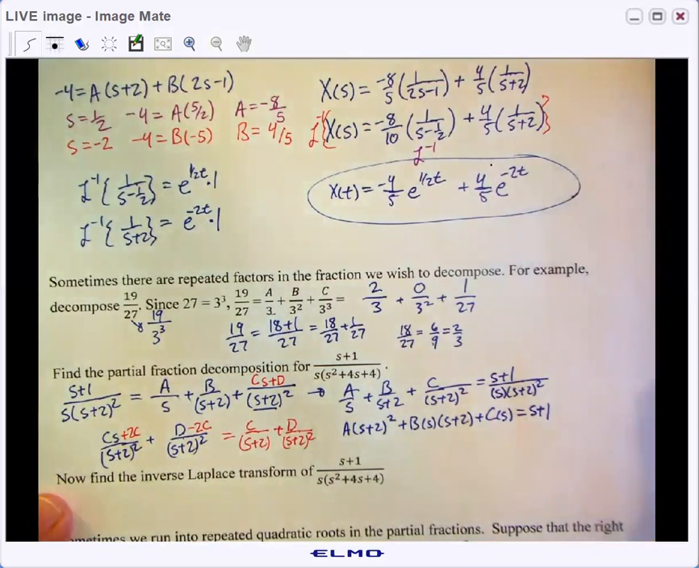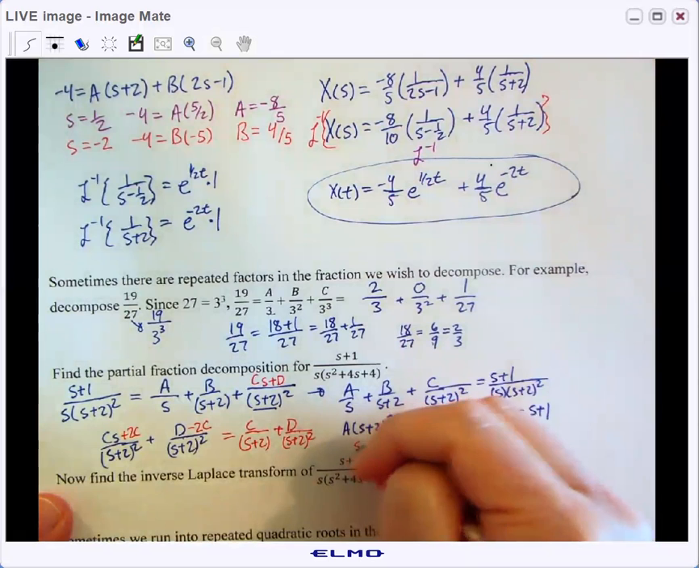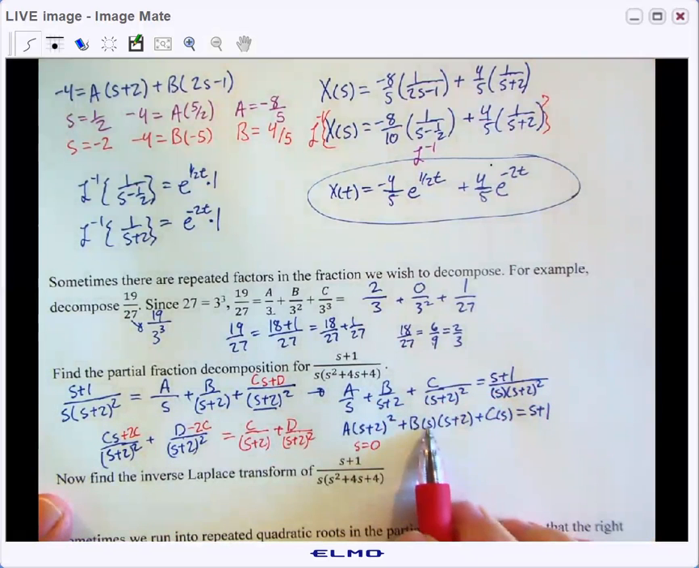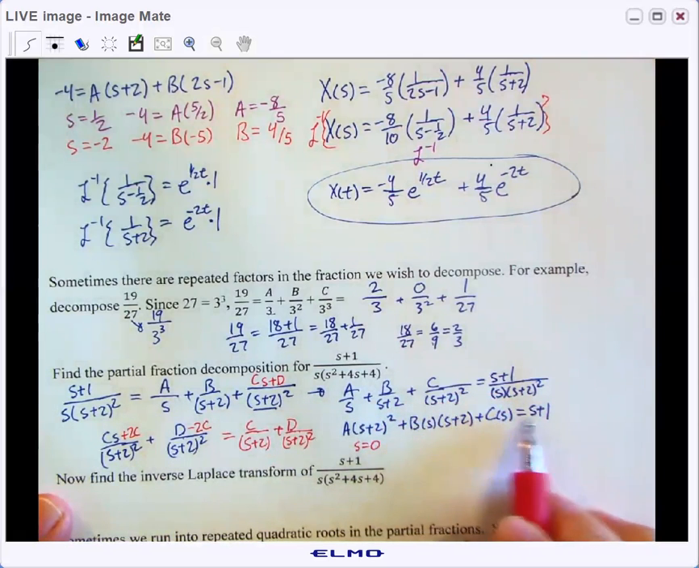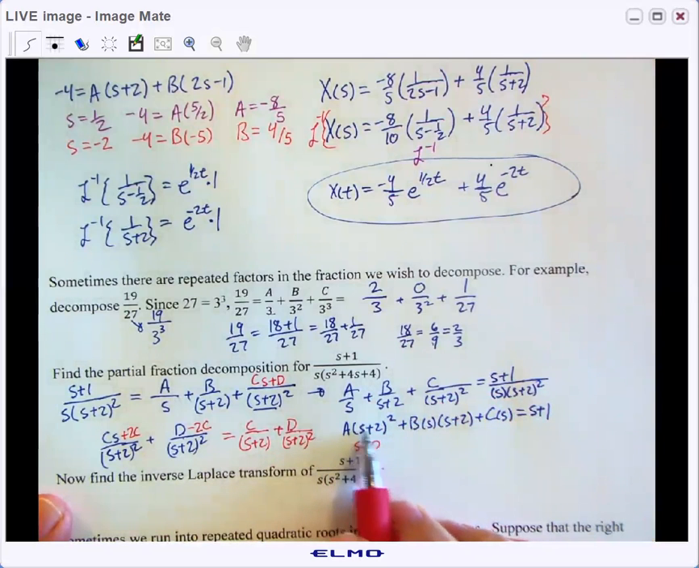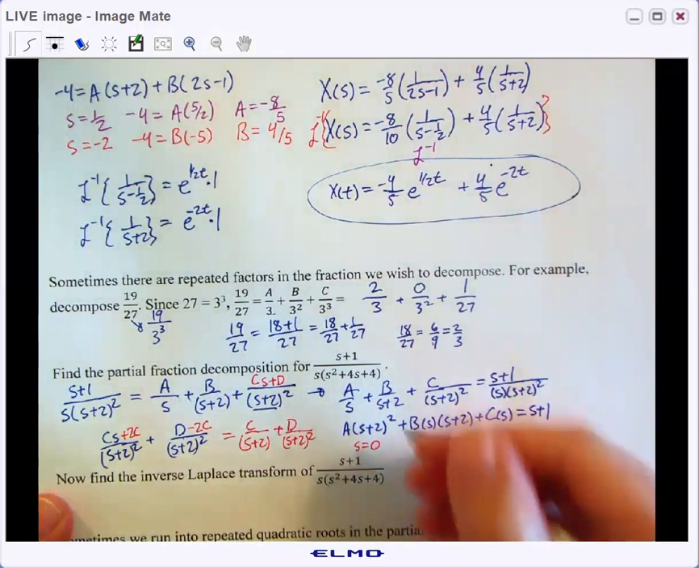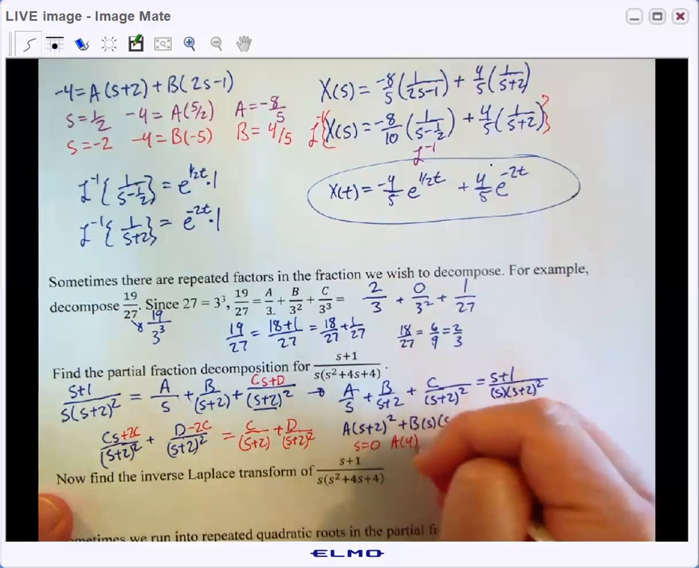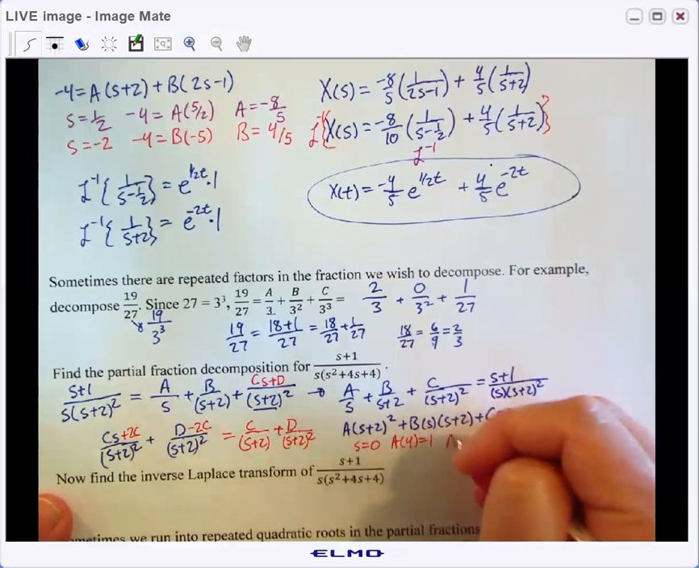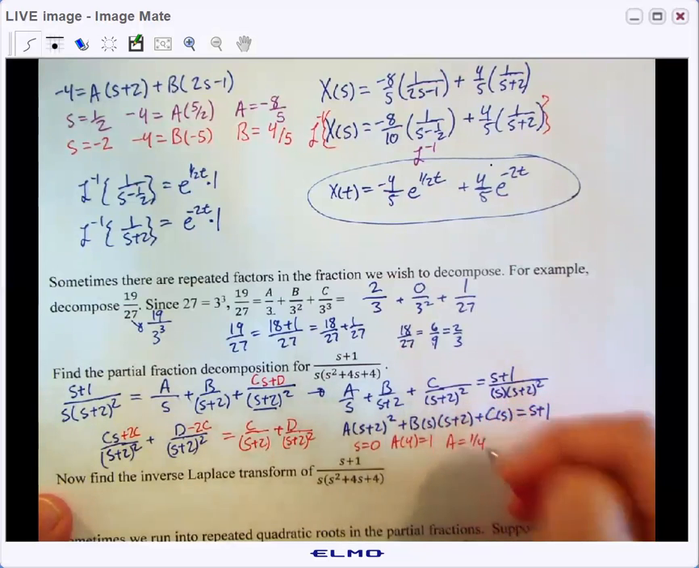Doing a little bit of substitution here. Let's say that s equals 0. If s equals 0, these two terms go away. We'll have a 1 on the right-hand side. A times 1 plus 2 quantity squared would be 4. So a times 4 equals 1. So a would have to equal 1/4.